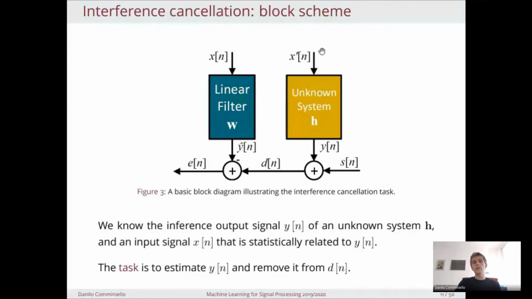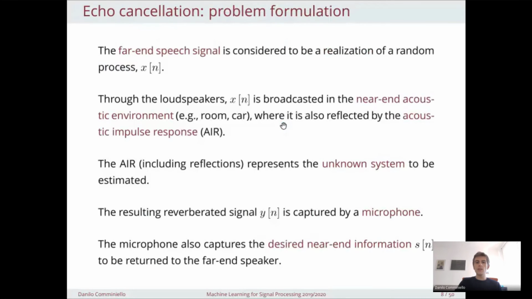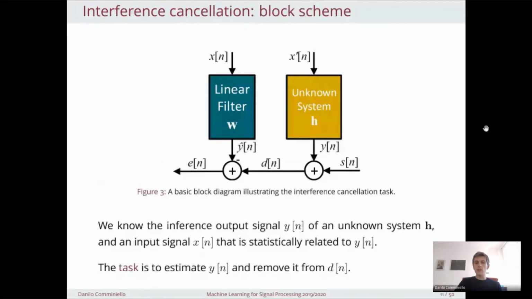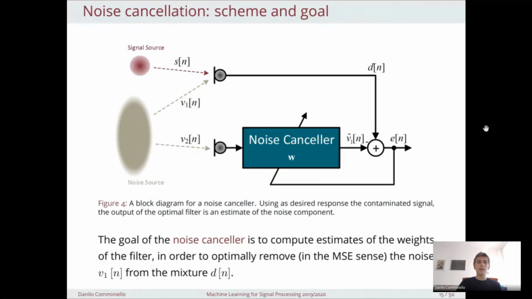We do not consider the same input as for echo cancellation. Here you have the unknown system and your system to be modeled, and in echo cancellation you have the same input. In this case, you don't have the same input. I would like to give you a real example in order to understand this kind of problem, by showing the scheme, which is easier to understand. So, noise cancellation is a problem of interference cancellation.